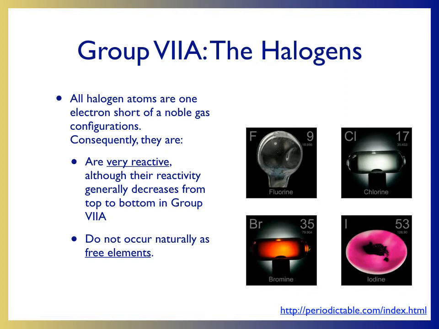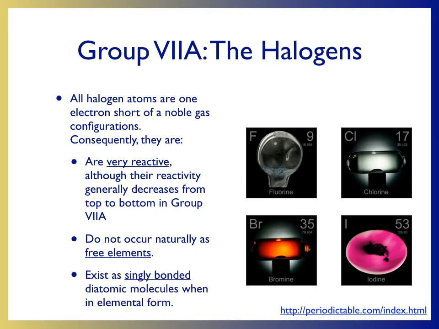Therefore, most halogens are found forming compounds, typically with the alkali or alkaline earth metals, which are the very reactive counterpart in the metal groups. Another consequence of the halogens only needing one valence electron to form an octet is that they tend to form singly bonded diatomic molecules with themselves. Therefore, elemental forms of the halogens exist as F2, Cl2, Br2, and I2.